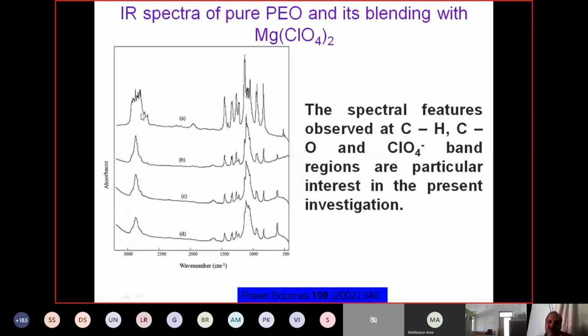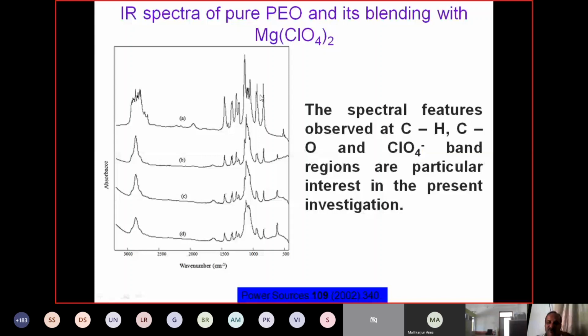When we add the salt, that means we add the magnesium, then what happens? It is coordinating with the oxygen. Because of that, it is disrupting the total structure of the polymer material. That means this magnesium is coordinating with what? The oxygen of the PEO.